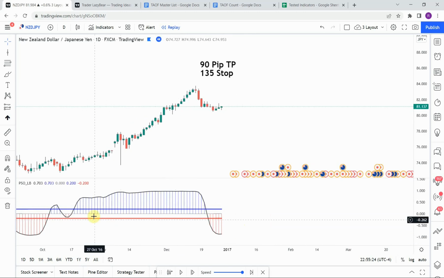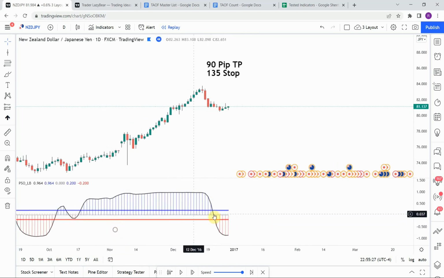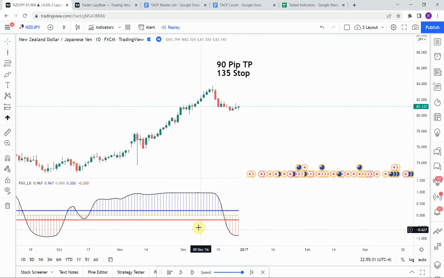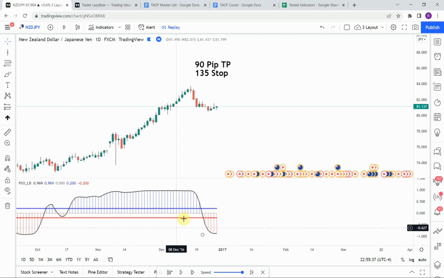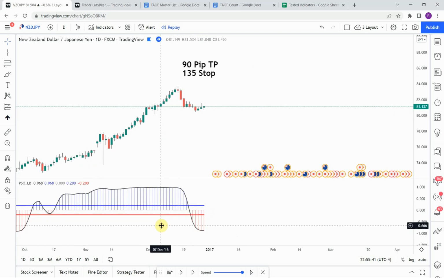Now, in this particular case, I think what we're going to do is look for the crosses of this blue line and red line. When we get the cross up above the blue line, we are going to go long. When we get the cross down below this red line, then we are going to go short. So let's go ahead and do that and see what we can get out of this one.